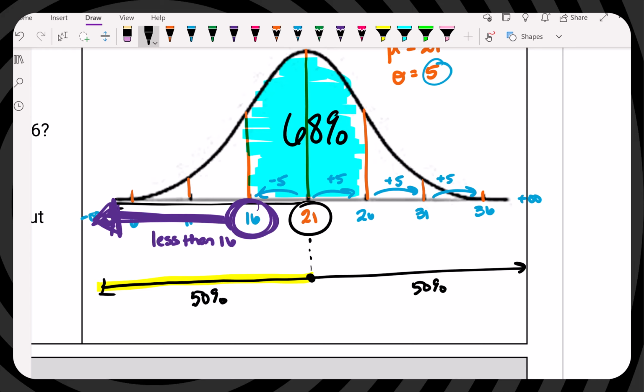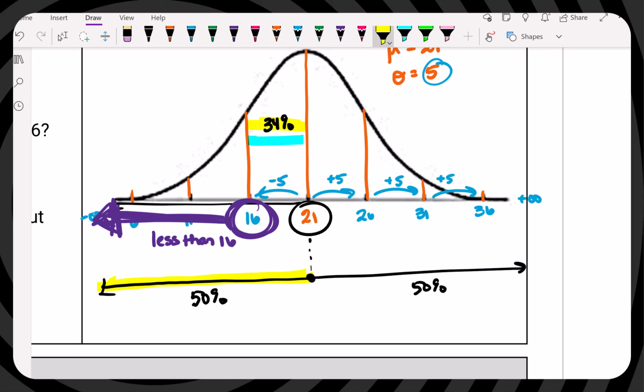So what I can do, let me erase this. I can think, well, if I know that all the way across is 68, what is halfway across going to be? Since the data is symmetric, this side is 68% divided by 2, or 34%. Now let's think about what we just did here. Now, is the answer to the question 34%? No. But remember, I know that the left side is 50%, and I know from 21 to 16 is 34%.